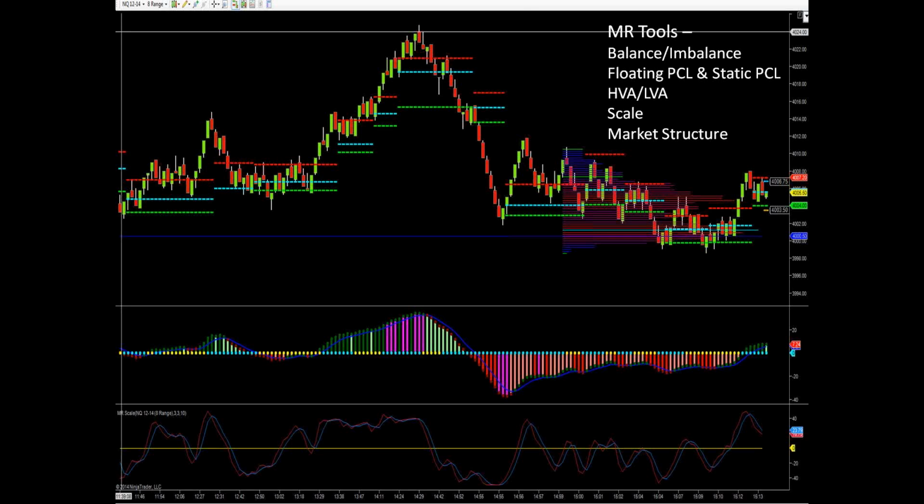And there are other tools that come with it. You have the balance, imbalance, floating PCL, and static PCLs. So basically mark support and resistance areas based on price. I don't like the floating, I like the static. And then the high value areas and low value areas, that's these boxes here that are continually forming. And then the scale, this basically, to me, looks like a stochastic. I've put it on my chart with a stochastic and it's very similar. And then the market structure right here.